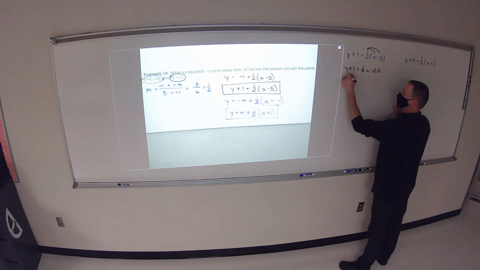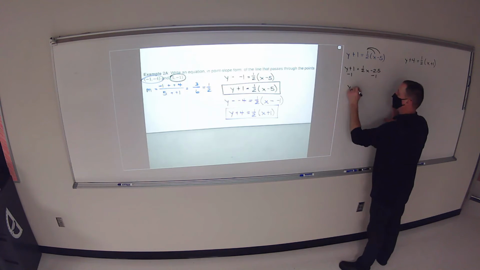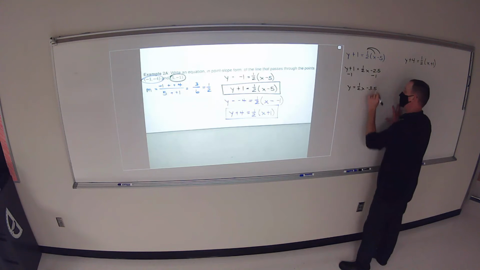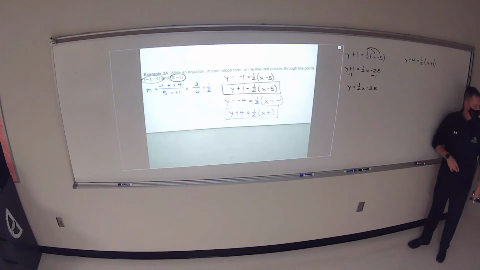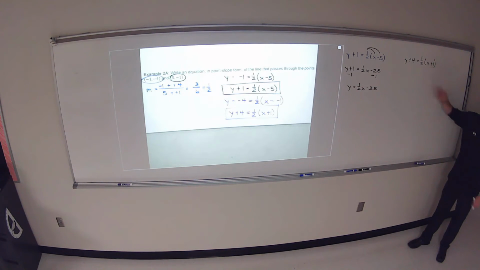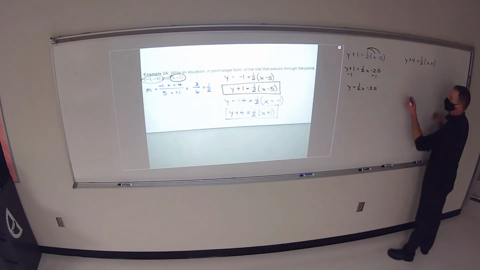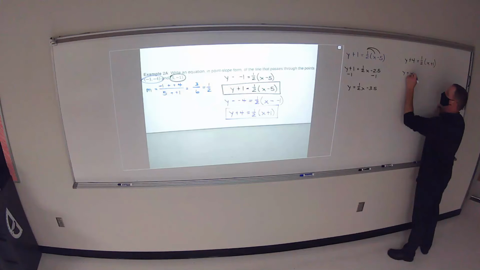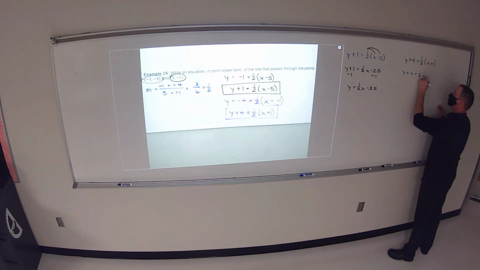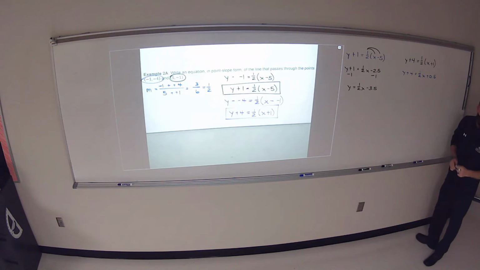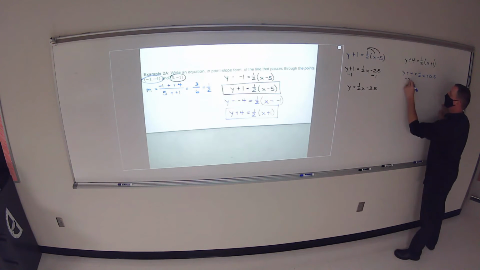Okay, then we'd subtract 1 from both sides and we get y equals 1/2 x minus 3.5. If you do that same thing over here and begin by distributing, you're going to get y plus 4 equals 1/2 x plus 0.5. And if you subtract 4 from both sides, you're going to get y equals 1/2 x minus 3.5 again.